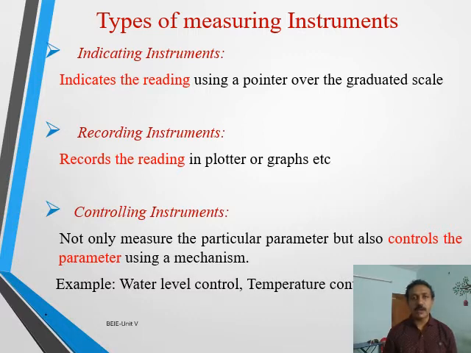a XY plotter, etc. More than that, some instruments are called controlling instruments. They not only measure the parameter but also control the parameter by means of some control mechanisms. For example, we can consider the water level indicator, temperature control, etc.